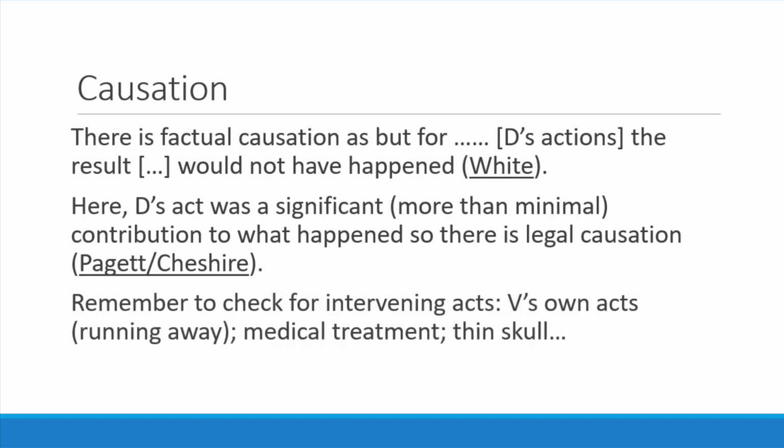Remember to check for any intervening acts: the victim's own actions, such as them running away, medical treatment and the thin skull rule. If there is something about the victim that makes the harm suffered worse than you would normally expect, then the defendant is still going to be guilty of the offence, and that's the case of Blaue.